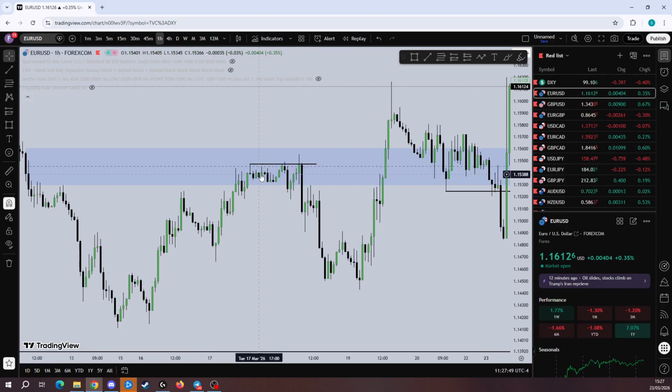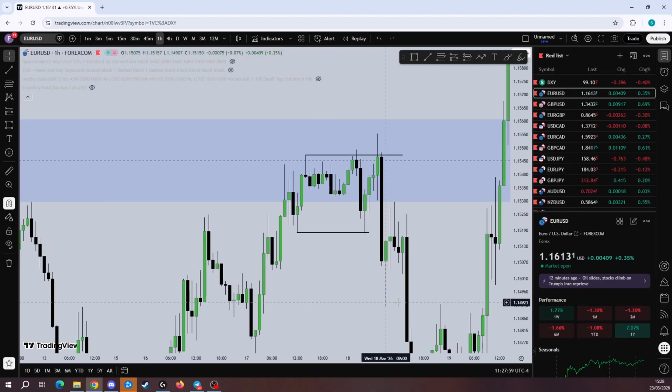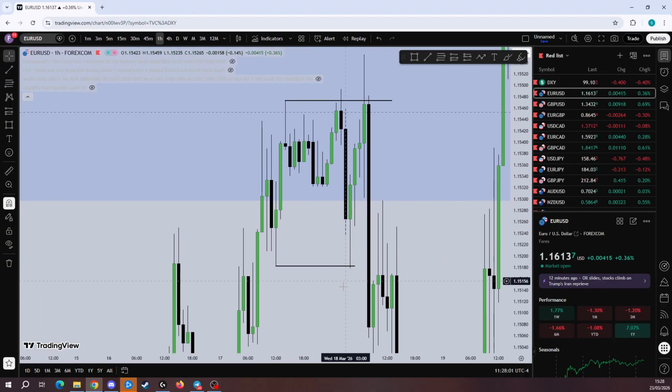So for example here, you see we consolidated, set the range highs, and then took out the range lows, but we never had a closure. We even took out this low, and then we've seen this massive candle push back up. So you don't want to be short in this hourly fair value gap, for example.